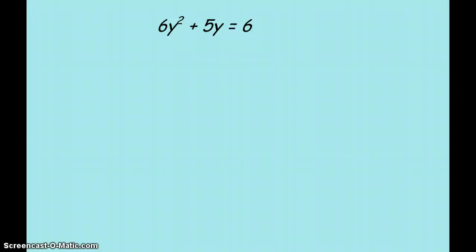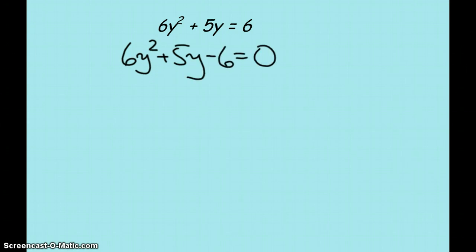Again, we want to get our equation equal to 0. So in order to do that, we have to subtract 6 from both sides. 6y squared plus 5y minus 6 equals 0. I look, do I have a GCF? Sadly, I do not. Therefore, I must start the next phase, and I look, and I have 3 terms, which makes me think automatically AC method.